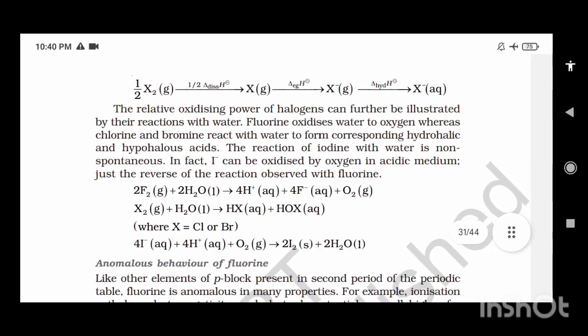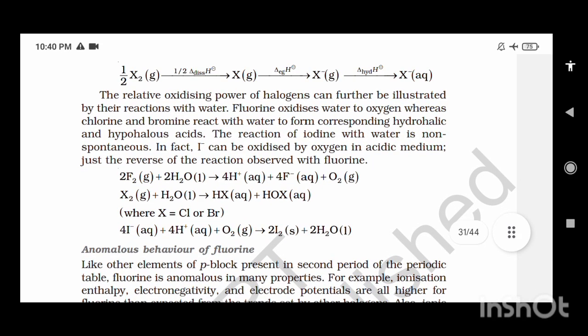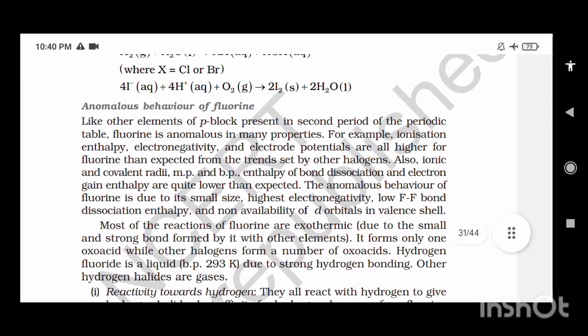The relative oxidizing power of halogens can further be illustrated by their reactions with water. Fluorine oxidizes water to oxygen, whereas chlorine and bromine react with water to form the corresponding hydrohalic and hypohalous acids. The reaction of iodine with water is non-spontaneous. In fact, iodide ion can be oxidized by oxygen in acidic medium, just the reverse of the reaction observed with fluorine. Anomalous behavior of fluorine.